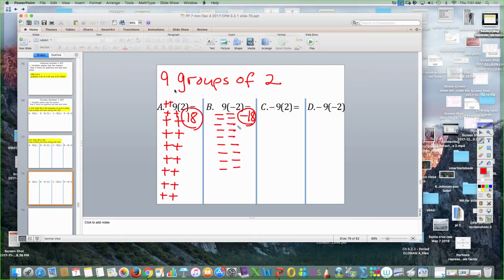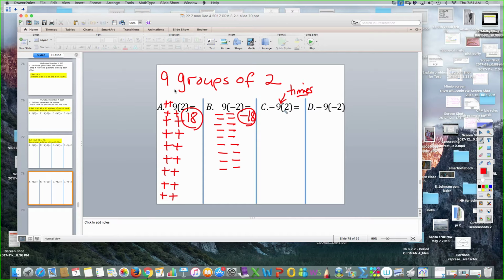Okay. And in multiplying, we could have a different version. Each one of these problems has the same digits, the 9 and the 2, but different configurations. Here both digits are positive, here one's negative, here the other one's negative, here they're both negative. In C, I have negative 9 times 2. Remember, when math doesn't tell you what to do and there's no operation in here, that's always multiply.